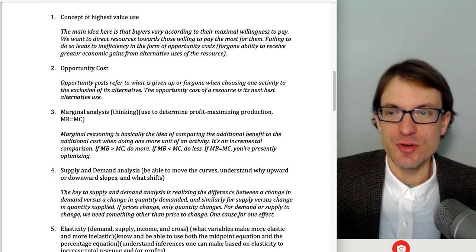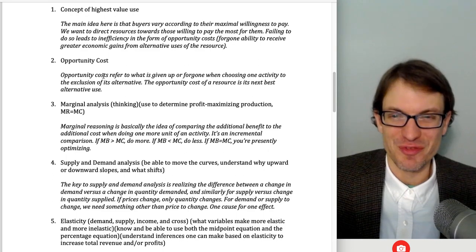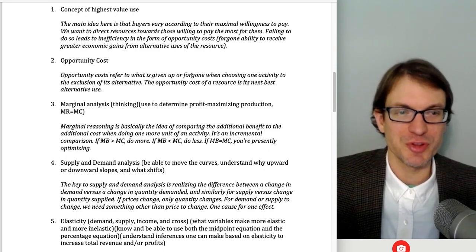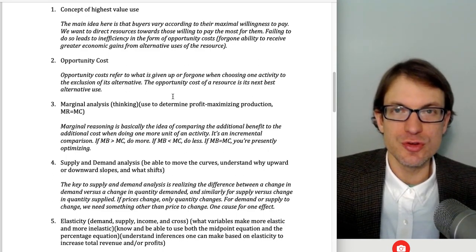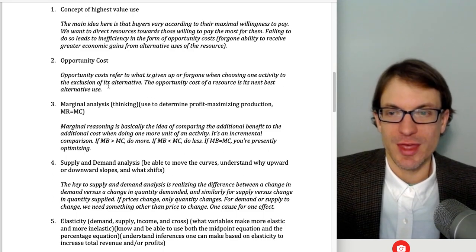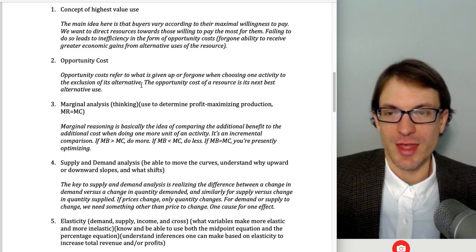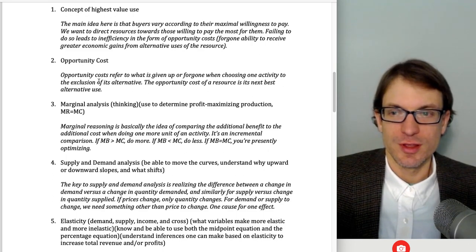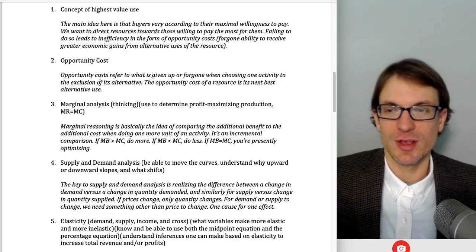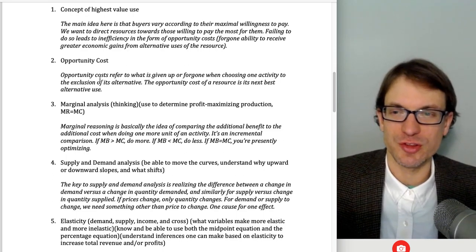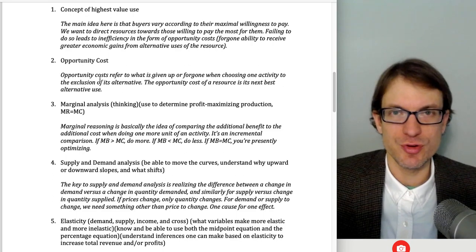All right, opportunity cost. Opportunity cost refers to what's given up or foregone, what's sacrificed when choosing to use one resource for one activity rather than its alternative. So the opportunity cost of a resource is the next best alternative use. I've got a video on opportunity cost, like 2 minutes, but basically the idea is opportunity cost is what's given up or what's sacrificed.